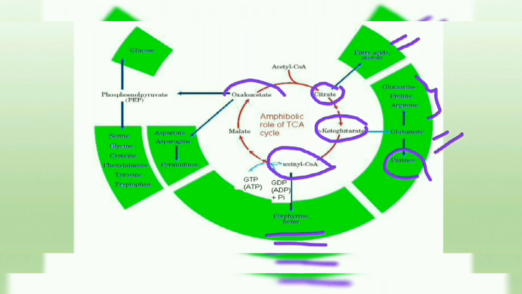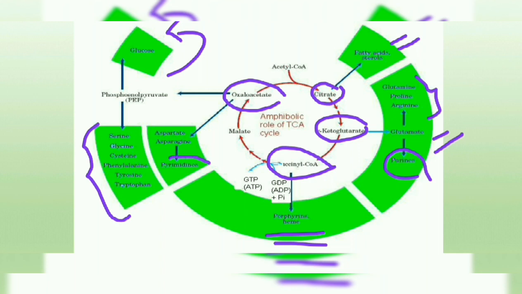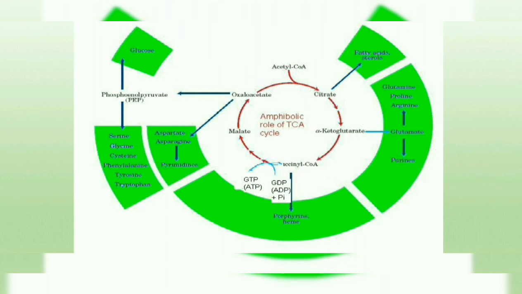And we have the last product of the TCA cycle, the oxaloacetate, which is converted into phosphoenol pyruvate, which is converted back into glucose. And the phosphoenol pyruvate is converted into many amino acids. Also, the oxaloacetic acid is converted into aspartate, asparagine, and also forms another nucleic acid component, pyrimidines. So, in the TCA cycle as such, the intermediates are diverted to the synthesis of other important compounds.